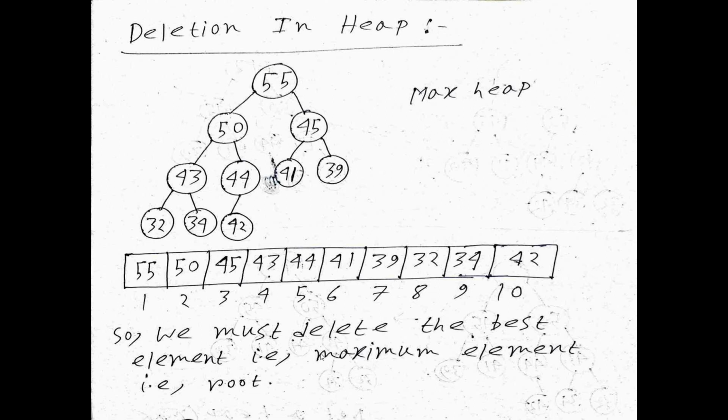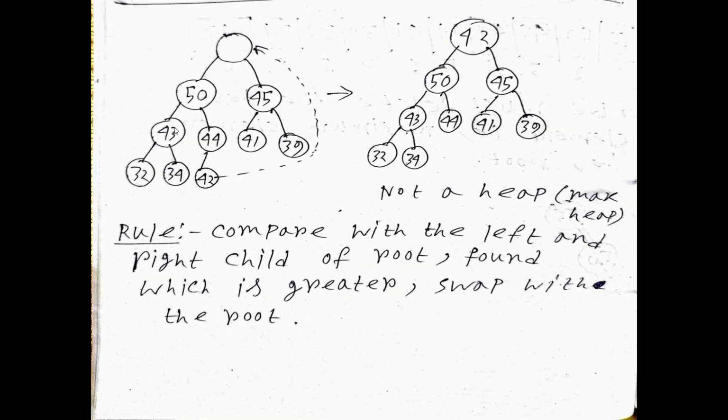Now, what is the root here? 55. So first of all we must delete the 55. Now this is the array representation of this tree. The rule says we must delete the 55, that means the root element. So we delete the 55. After deletion, the question is which element is coming in place of 55?